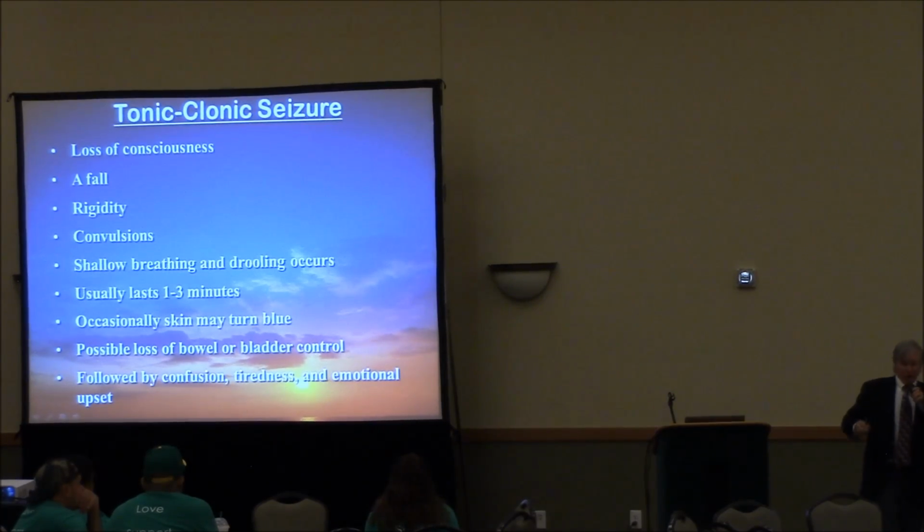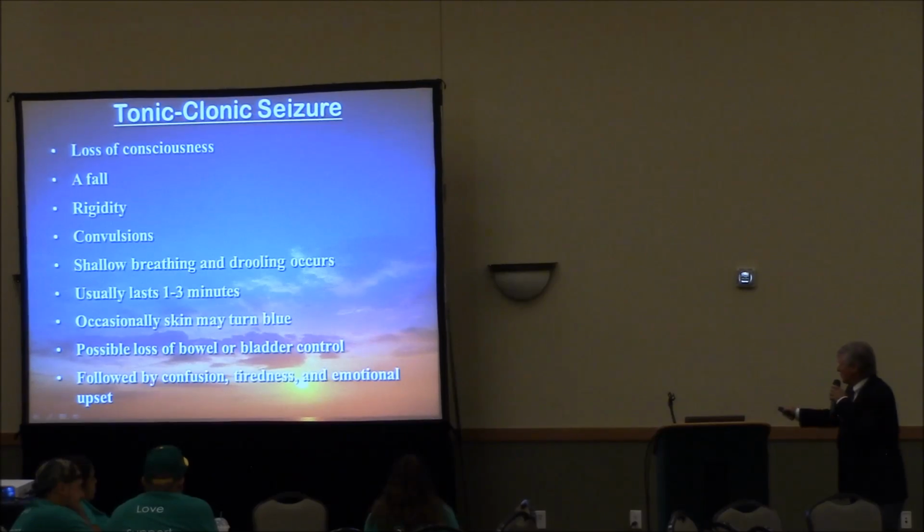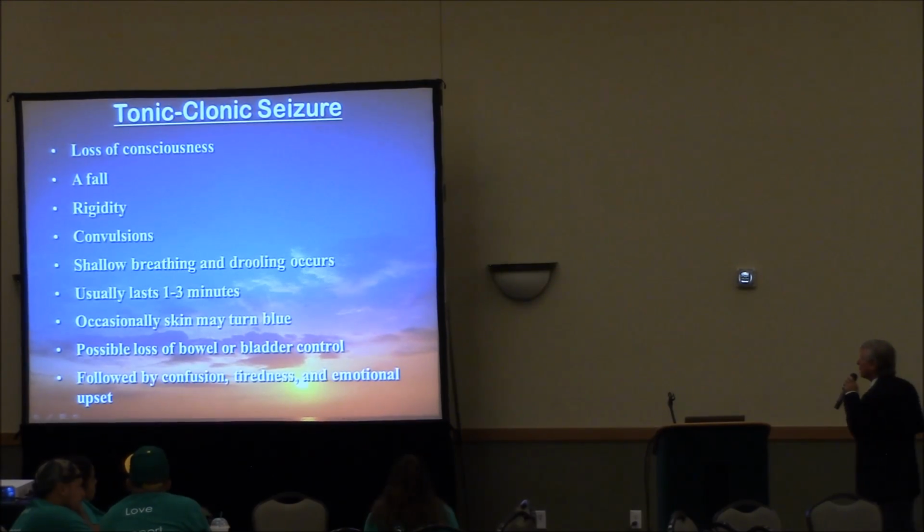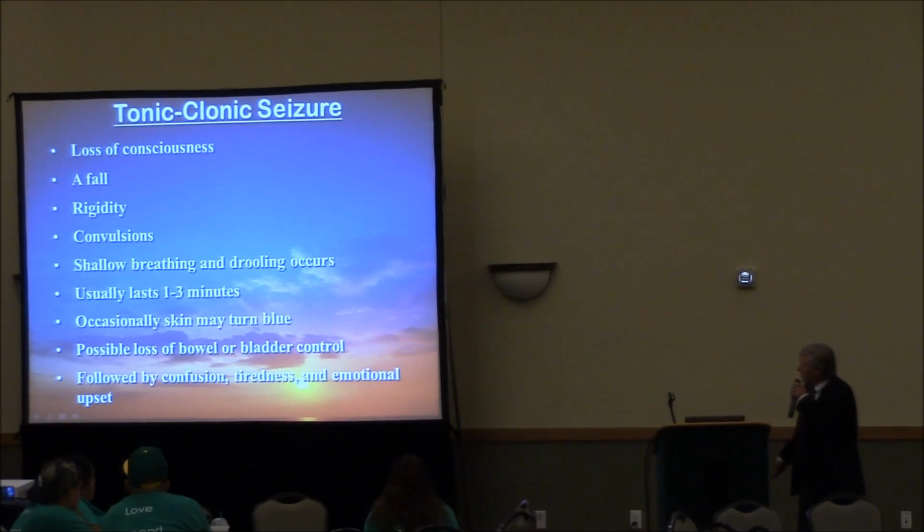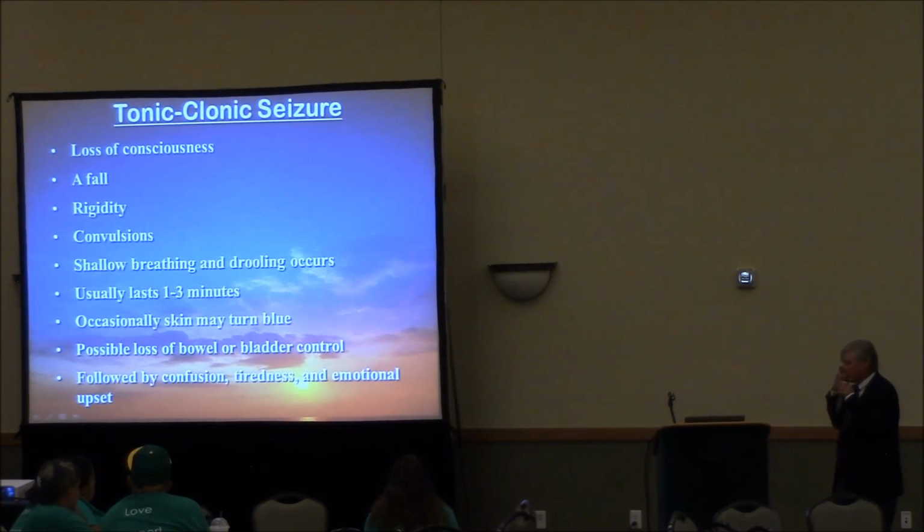The next phase is the rigidity, or the tonic phase. Tonic refers to unrelenting muscle rigidity. So for about maybe 15 to 30 seconds, quite literally, the individual becomes as stiff as a board. Following this, they will transition into the clonic or the convulsive part of this type of event. This convulsive part will involve all the muscles within the person's body. Usually we will see some shallow breathing that will occur. There will also be some drooling or a release of saliva into the individual's mouth during this tonic-clonic event.